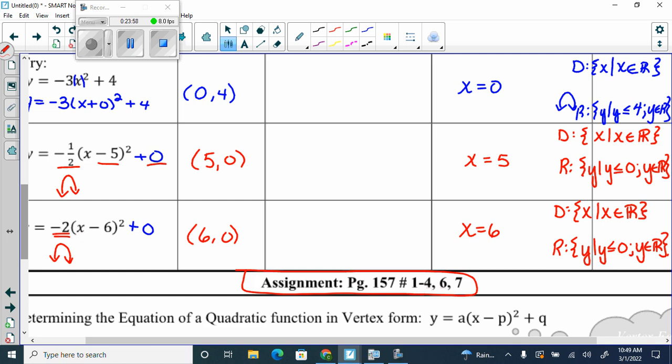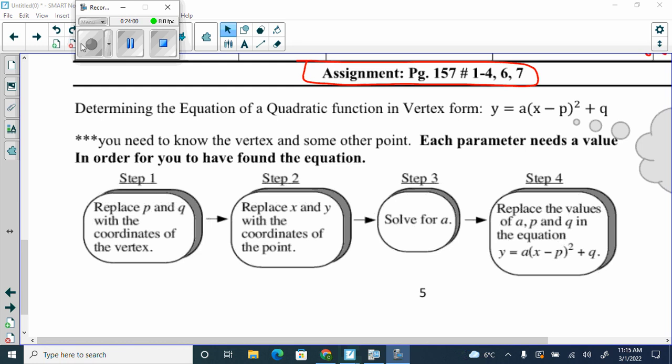Okay. The steps are on this page, then we're going to move to the next one. So it says determine the equation of a quadratic function in vertex form. Whenever you have to determine the equation of any graph, you have to put it in vertex form. This is not an option. There's no other way. So even if I ask for it in standard form, if I give you a graph and I want an equation, you're going to have to put it into vertex form. So your step 1 is going to be replace P and Q with the coordinates of the vertex. Step 2 is replace X and Y with one of the coordinates of the point, and then solve for A, and then give the equation.